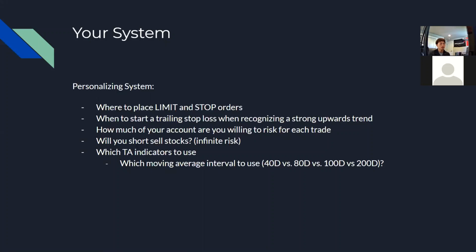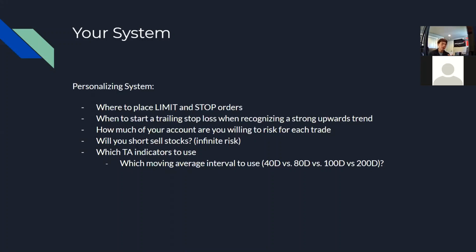You should also think about how much you want to risk out of your total account on one trade. For myself, I think about the 10% risk, which we're going to get into in the next slide. And also, you should think about whether you want to short sell stocks.